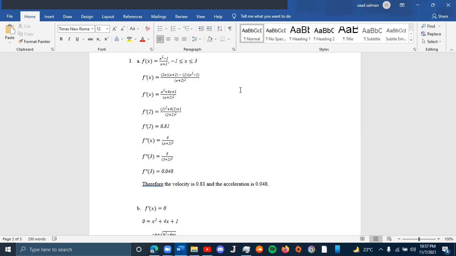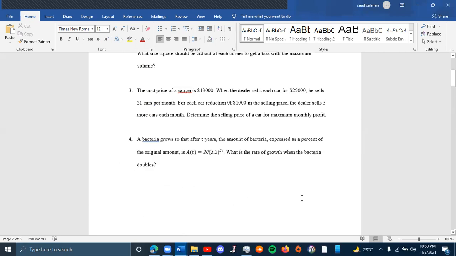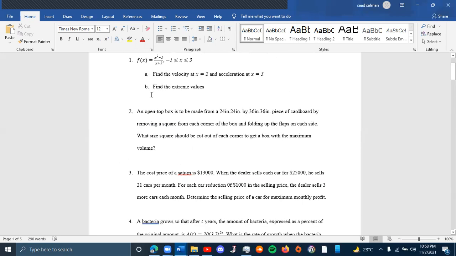So f double prime x is equal to 6 upon (x plus 2) whole cubed, which we'll now substitute 3 in. f double prime 3 is equal to 6 over (3 plus 2) whole cubed, which will give us f double prime 3 is equal to 0.048. Therefore, the velocity is 0.81 and the acceleration is 0.048. Now let's move on to part B.